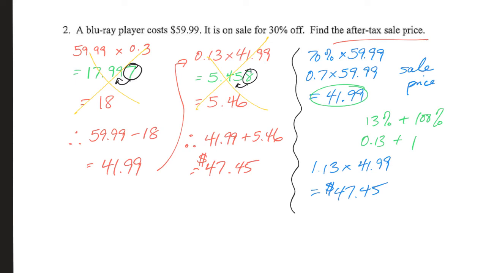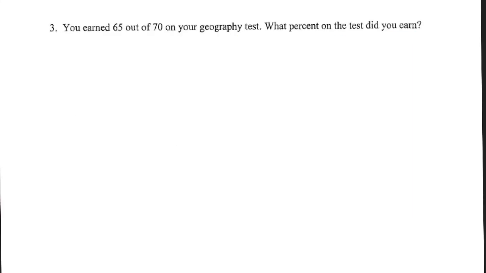Now, if the question asked you, how much do you save? Or if the question asked you, how much tax do you pay? Well, then you'd have to find some other things. But for us to find an after-tax price, I would hope that we can just find what's left over, put tax on it, and we're all good. Some of you guys are going to really like the fact that you don't have to do all 4 steps to do that. Okay, let's keep it going.